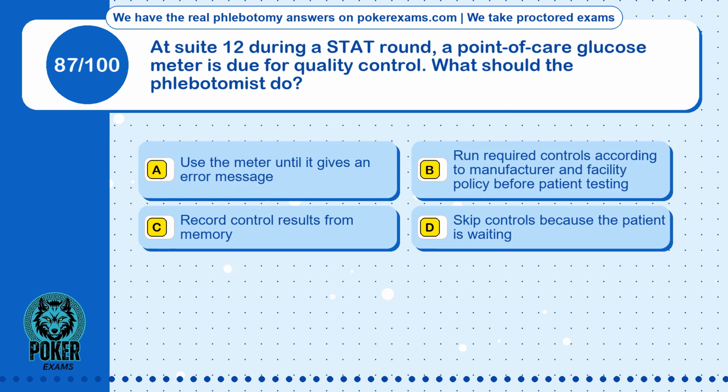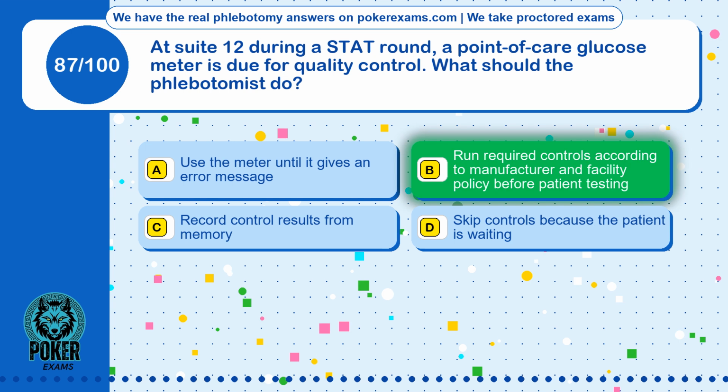Question 87. At Suite 12 during a stat round, a point-of-care glucose meter is due for quality control. What should the phlebotomist do? Option A. Use the meter until it gives an error message. Option B. Run required controls according to manufacturer and facility policy before patient testing. Option C. Record control results from memory. Option D. Skip controls because the patient is waiting.